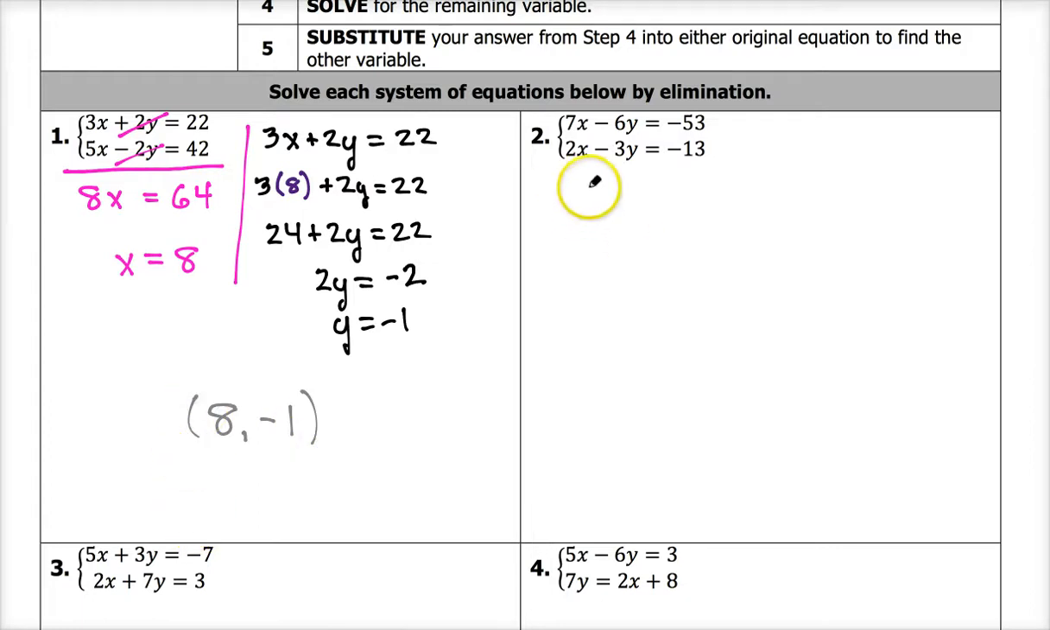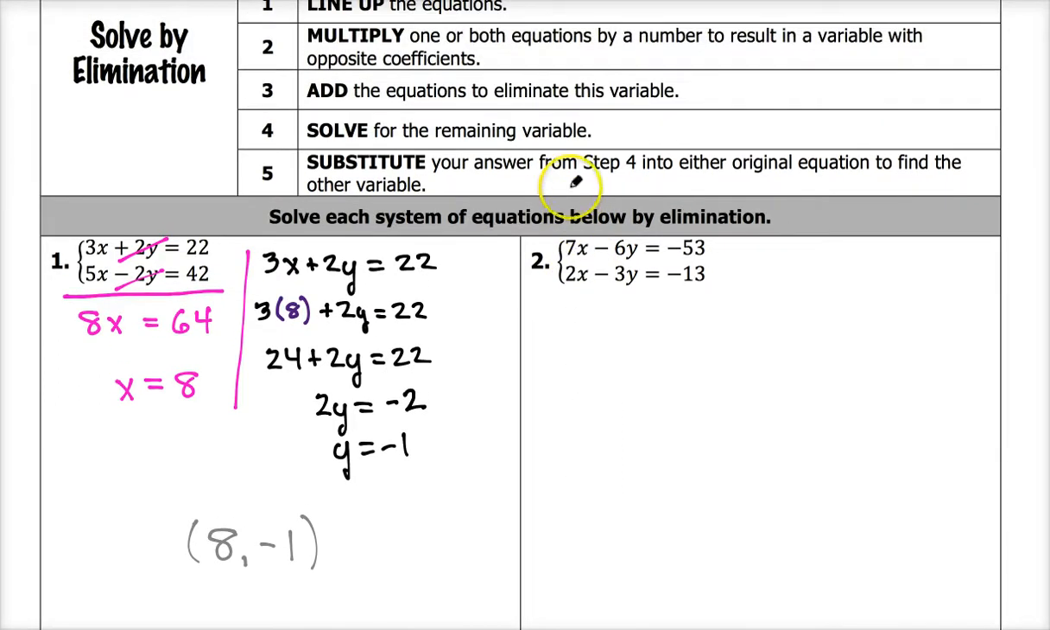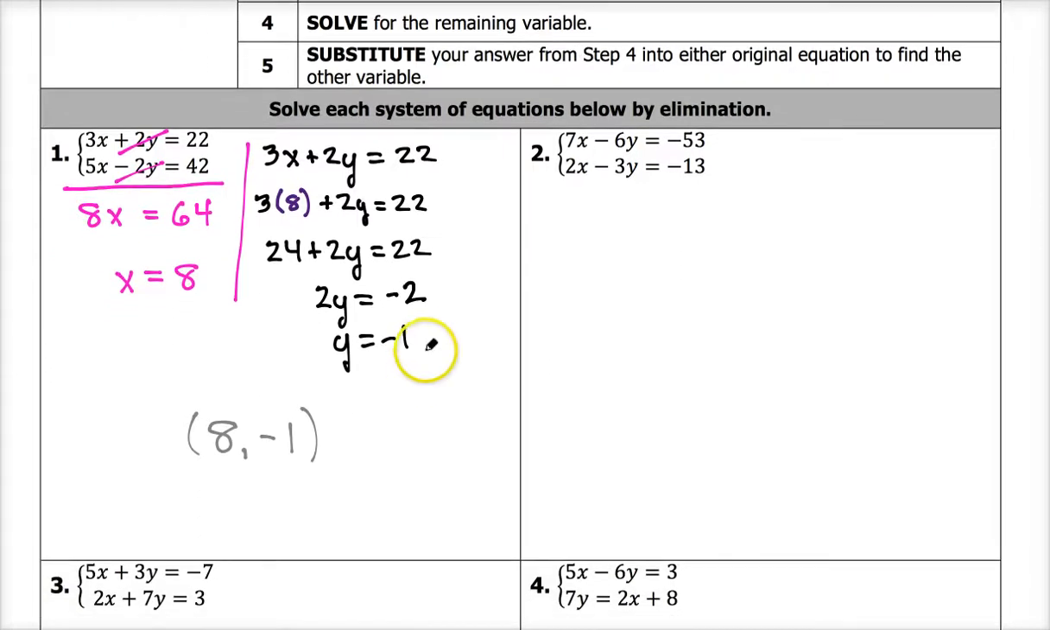Okay, number 2, if you look at this system, you see that we do not have opposite coefficients, and so we need to take a look at step 2 here. And step 2 says to multiply one or both equations by a number to result in a variable with opposite coefficients. So this is where least common multiples come into play. You need to find either the least common multiple of 7 and 2 on your x terms, or the least common multiple of negative 6 and negative 3 on your y terms.